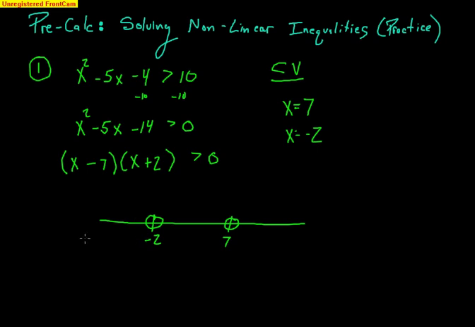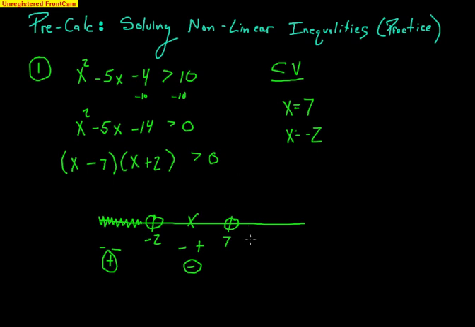Let me choose any number down low here like negative 10. Negative 10 minus 7 is a negative. Negative 10 plus 2 is a negative. Two negatives make a positive. And hey, I'm looking for positive numbers. I am looking for numbers that are greater than 0. Choose any number in between, like 1. 1 minus 7 is negative. 1 plus 2 is positive. So a negative and a positive does make a negative, and I'm not looking for negatives in this particular problem.